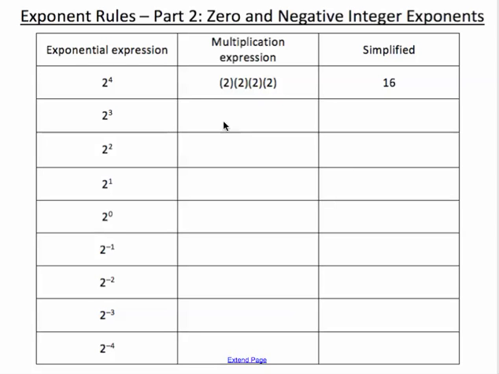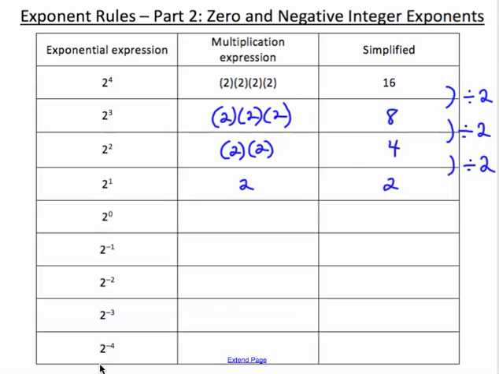In this table, we see powers of 2 that decrease by 1 in the exponent as we go down each row. The next column asks you to write that out as a multiplication expression. In other words, 2 to the power of 4 means multiply 4 2's together. And then the last column asks you to simplify that. 2 to the power of 4 is equal to 16. Let's take a moment now and fill in the table down to 2 to the power of 1.